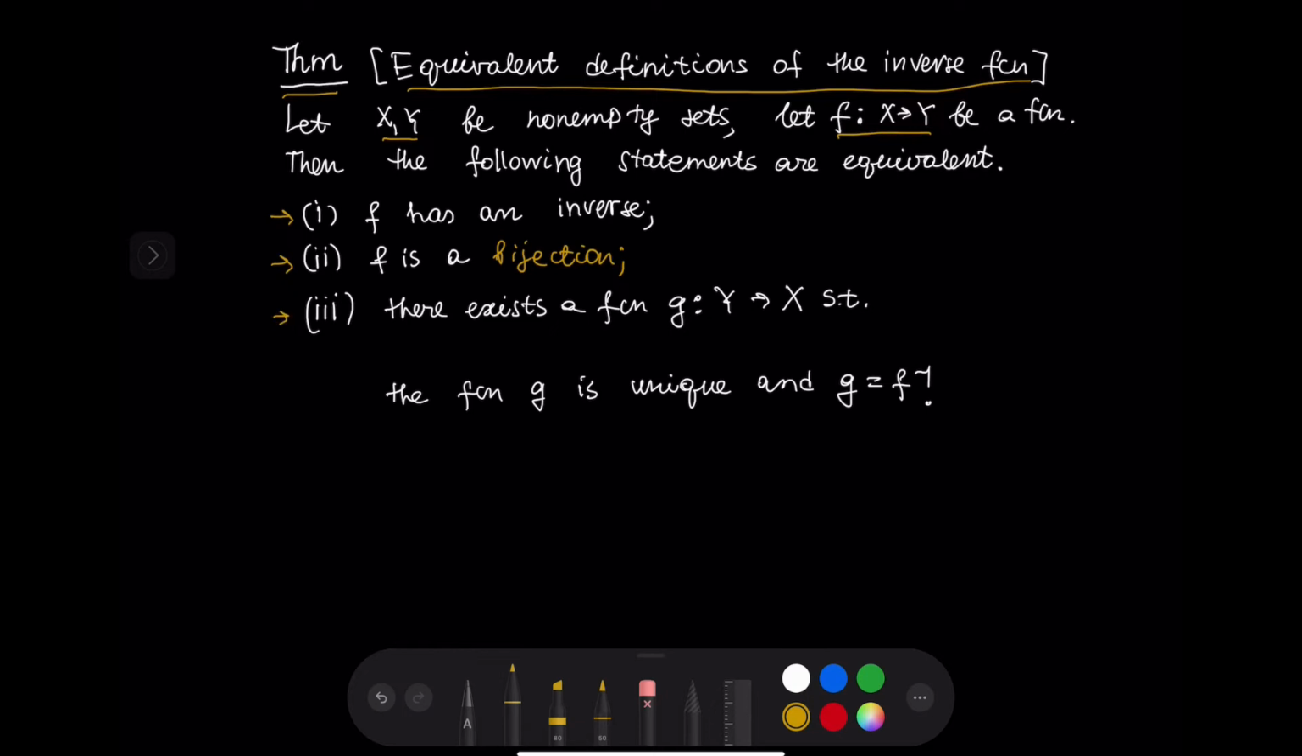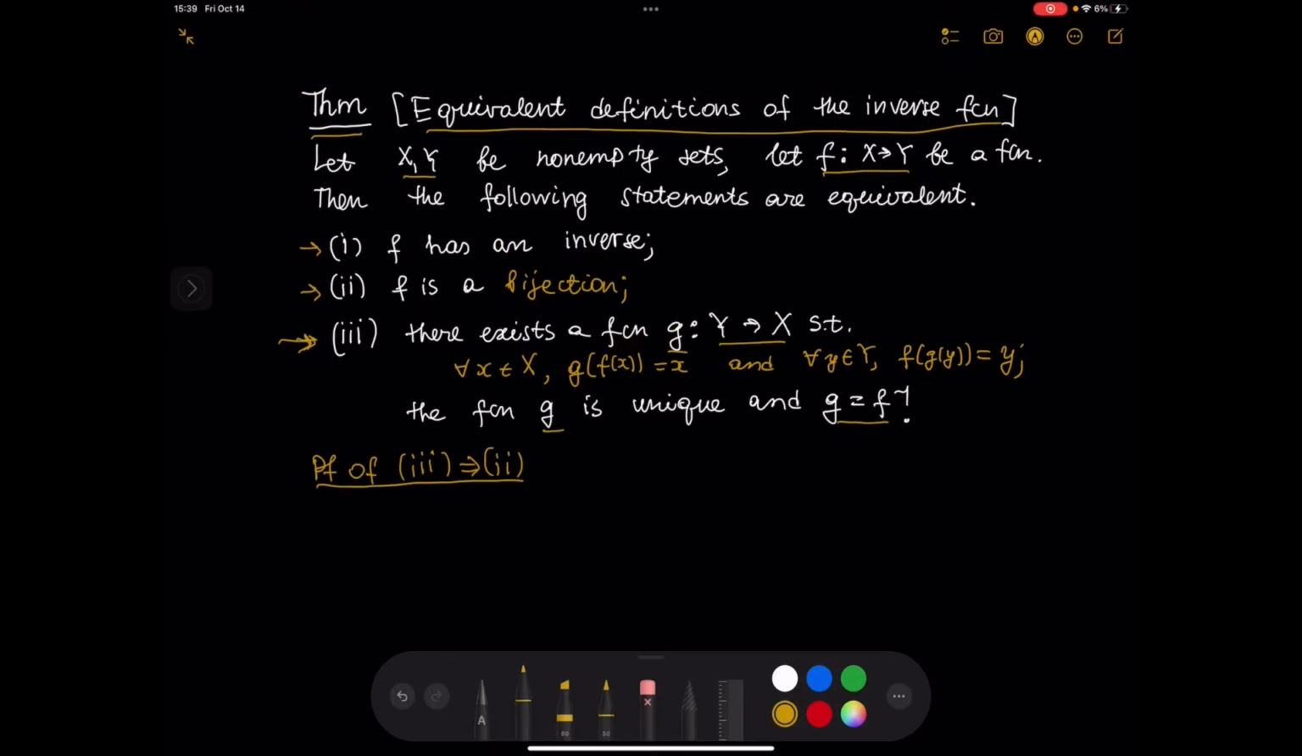And the third statement is that there exists a function g from Y to X such that for every x in X, g of f of x is equal to x, and for every y in Y, f of g of y is equal to y, and then this function g is unique and it is equal to f inverse. This statement III is an equivalent way to state that a function f has an inverse.